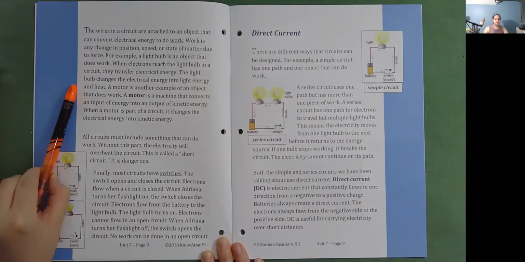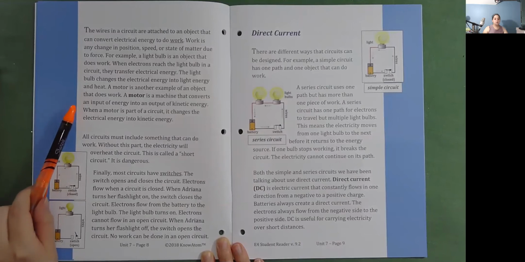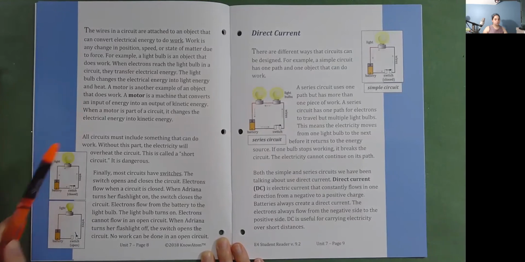A motor is another example of an object that does work. A motor is a machine that converts an input of energy into an output of kinetic energy. When a motor is part of a circuit, it changes the electrical energy into kinetic energy. All circuits must include something that can do work. Without this part, the electricity will overheat the circuit. This is called a short circuit. It is dangerous. Finally, most circuits have switches.